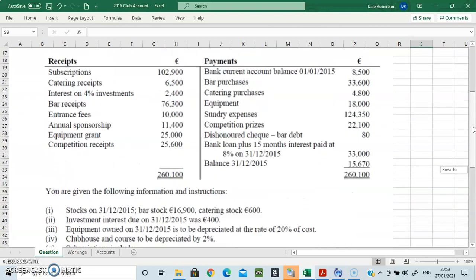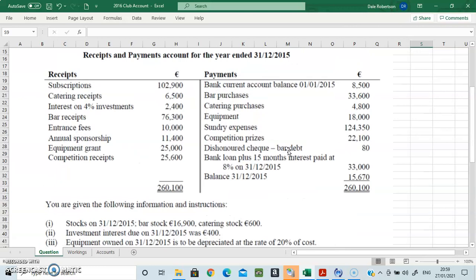Well, if we look at that, there's a check which was taken out of our bank account of €80. We don't need to affect the bank account because, as we can see, it has already been done. We just need to know that that is a bad debt of €80. We also have competition receipts and competition prizes, which we need to net together. And we do have this bank loan with 15 months interest at 8%. We're not told how much the actual loan itself is. We'll have to do a bit of work on that.